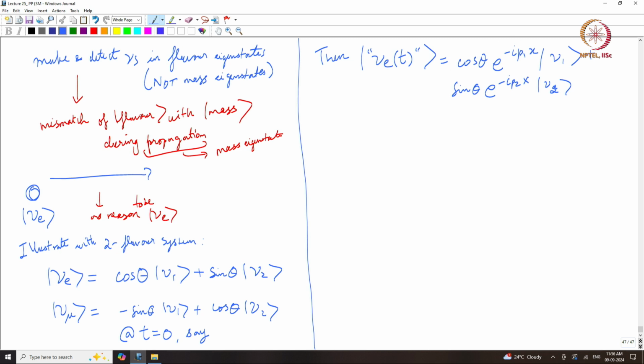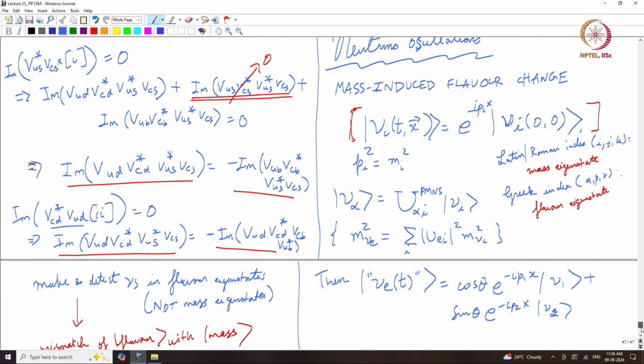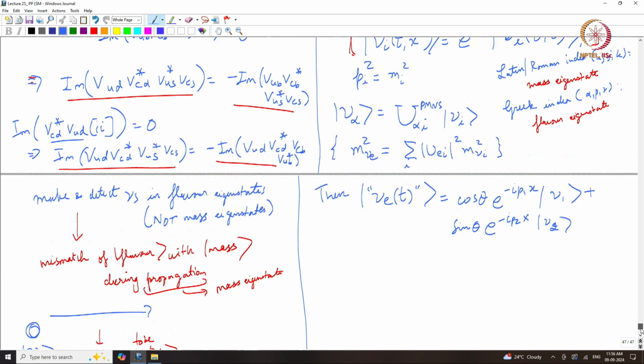So, it is not clear what to call that combination. So, I am just calling it nu e of t within quotes. It is not really nu e now. You are not going to detect it, clearly you are not going to detect this thing as nu e, because you basically change the coefficients of nu 1 and nu 2 using this e power minus i factor. So, you can already see some notion of flavor change. I said mass induced flavor change, correct. Just like that, because you have a mass and because you have propagation, you change the flavor. So, where do the oscillations really come from? We will see.